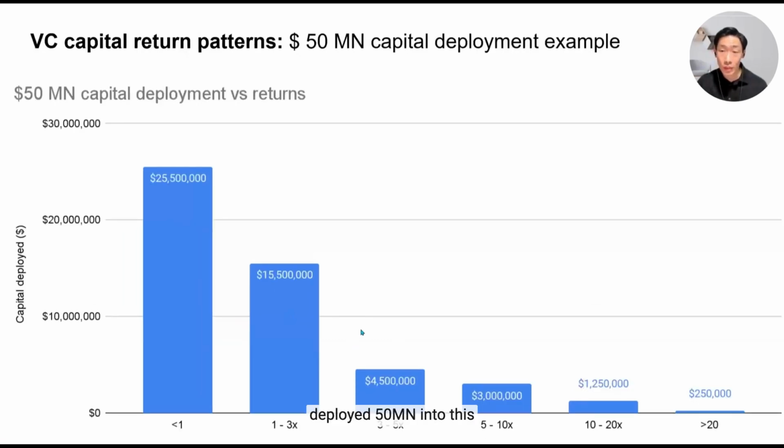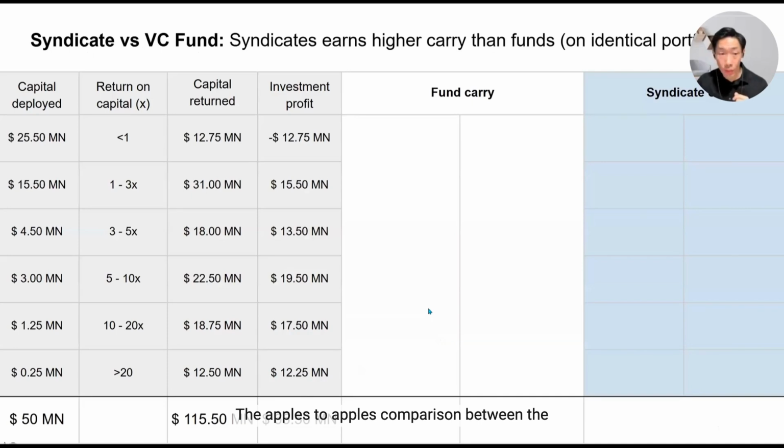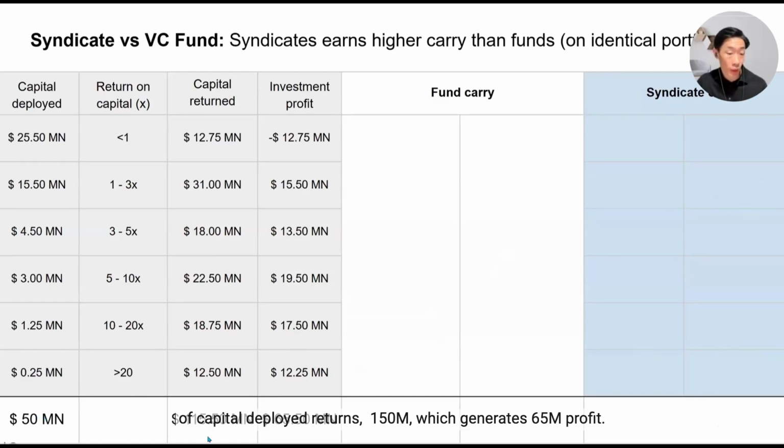If we deployed $50 million into this portfolio, it means $25 million into the first bar, $15 million into the second bar that returns 1 to 3x, and so on and so forth. The apples to apples comparison between the fund and syndicate, assuming identical portfolio. And to be clear, I'm acknowledging that this is an assumption. But on this portfolio, we're saying that $50 million of capital deployed returns $150 million, which generates $65 million profit. Now, on a VC fund, a straight 20% carry generates $13 million.